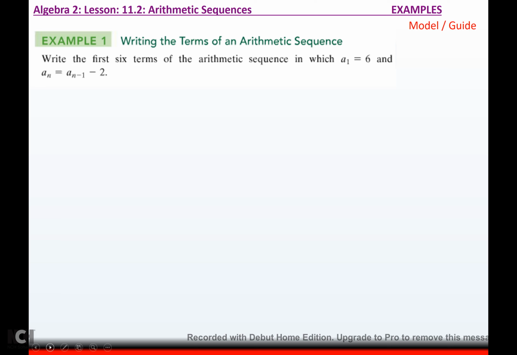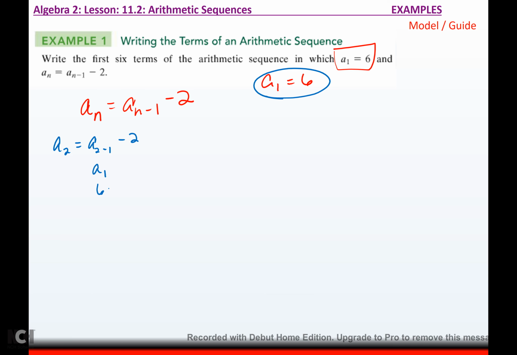Alright, so it says write the first 6 terms of the arithmetic sequence in which a sub 1 is 6. And here's your recursive formula. It says to find the nth term, you take the one in front of it and subtract 2. Okay, so I already know a sub 1. So to find a sub 2, I take a sub 2 minus 1 minus 2. 2 minus 1 is a sub 1. A sub 1 is 6. So 6 minus 2 is going to be a sub 2, which is 4. So I have 6, 4.